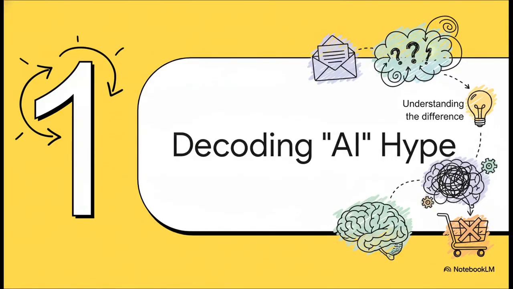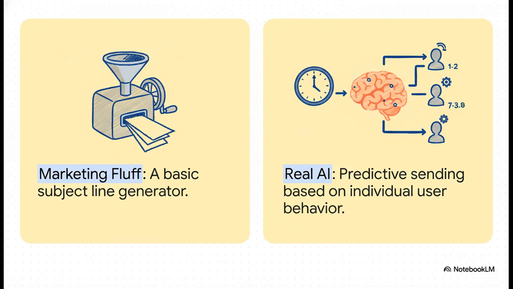Okay, first things first. Before we can even think about picking a tool, we've got to talk about what AI even means in email marketing. Because let's be honest, a lot of it is just marketing fluff. Knowing the difference is the secret to not getting tricked. This slide just nails the difference.